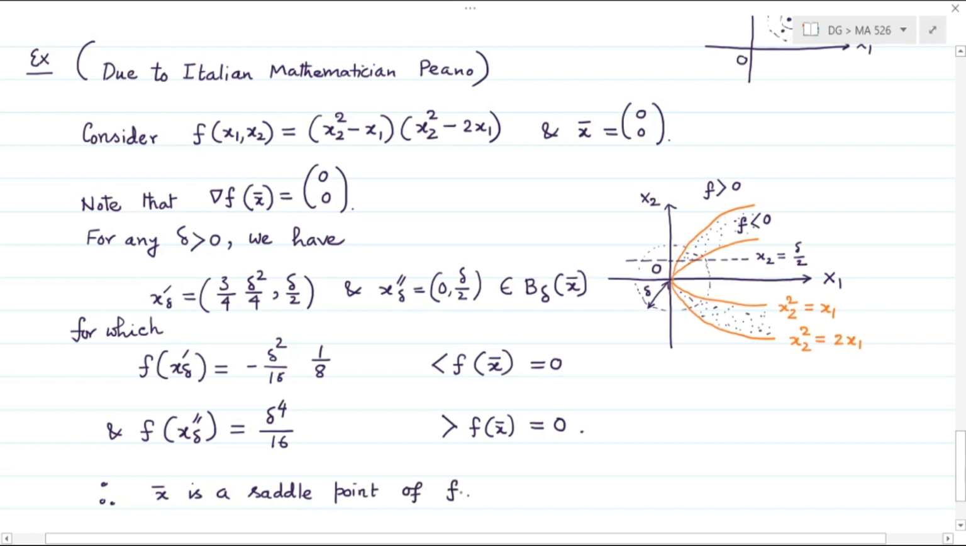Fine. So here you note that as delta is a generic value, whatsoever the delta value you take, accordingly you have found a pair of points x delta dash and x delta double dash such that reverse inequalities are happening, and therefore x bar is a saddle point due to the definition. Now let me say a few words about this Peano's example.